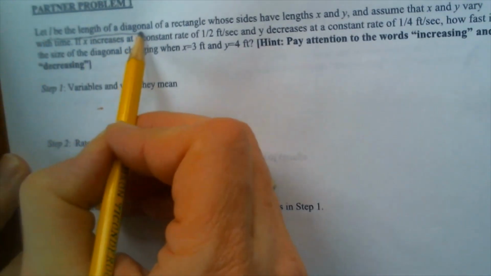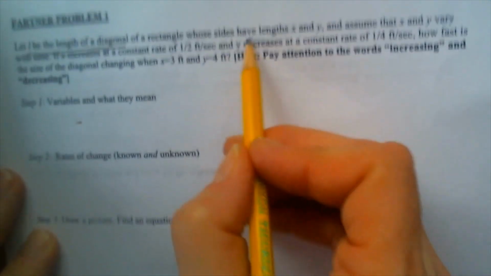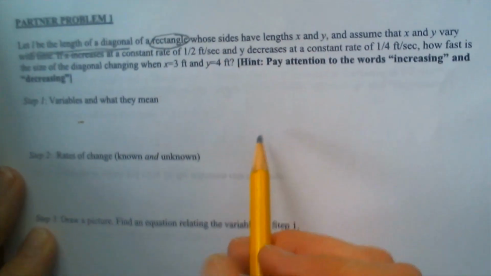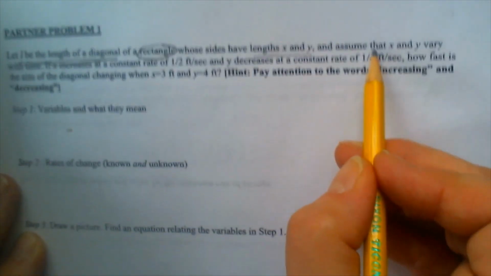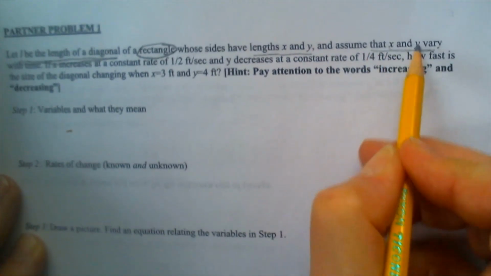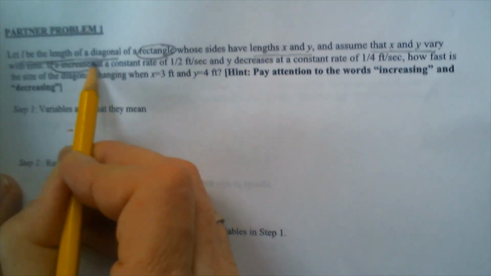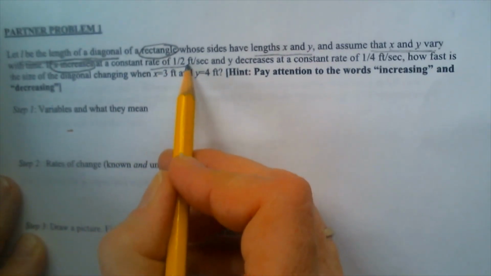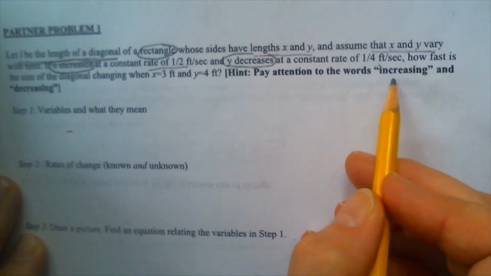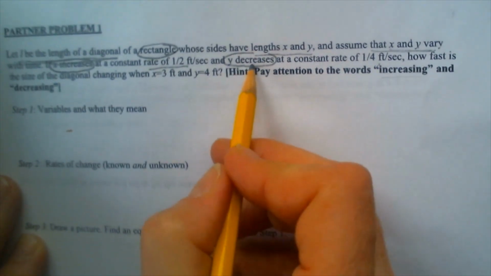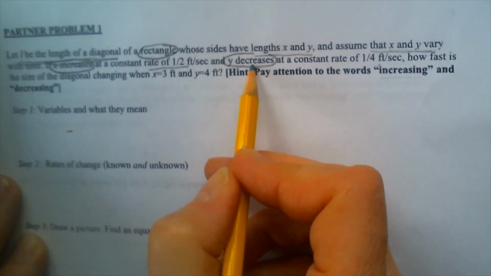Next one on page 4, we have a rectangle problem here, and we have L is the length of the diagonal of the rectangle, so that's our shape. So the sides have length x and y. X and y vary with time, so that we have a derivative of dx dt and a dy dt. So x is increasing at a rate of 1/2 foot per second. Y is decreasing at a constant rate of 1/4 foot per second. So we have to pay attention to increasing and decreasing. If it's decreasing, the derivative would be negative.